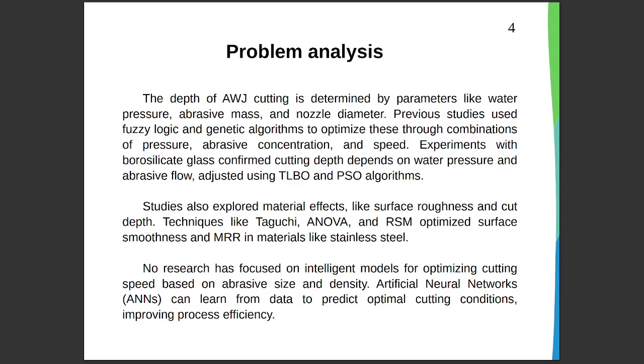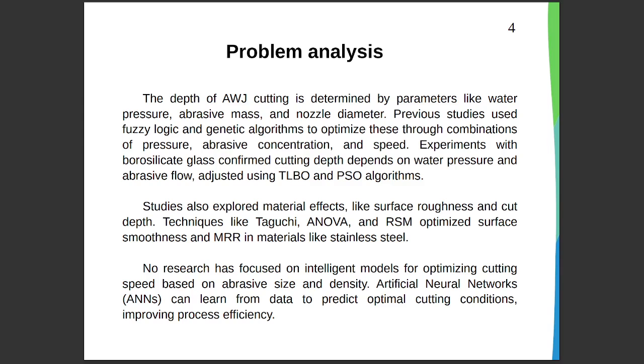The depth of AWJ cutting is determined by parameters such as water pressure, abrasive mass, nozzle diameter, and jet fluidity. Previous studies applied fuzzy logic and genetic algorithms to model these parameters, optimizing the process through various combinations like pressure, abrasive concentration, and nozzle speed. Further experiments with borosilicate glass showed that optimal cutting depth depends on water pressure and abrasive flow, with adjustments via advanced algorithms such as TLBO and PSO.